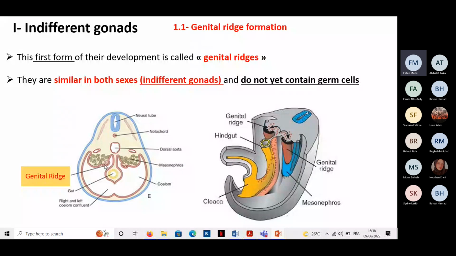Here we can see we have the abdominal cavity, we have the back one, in blue the mesonephros kidney, and just next to this mesonephros kidney we have those two red forms, which are the genital ridges, one here and one from this side. Those are the forming genital ridges. Okay.